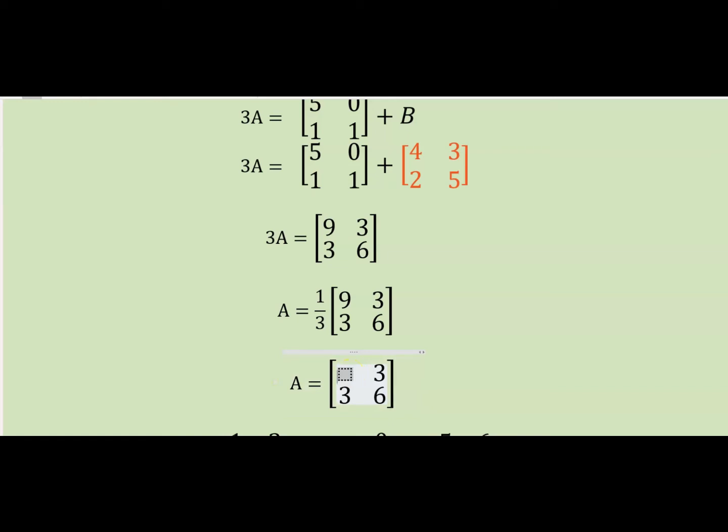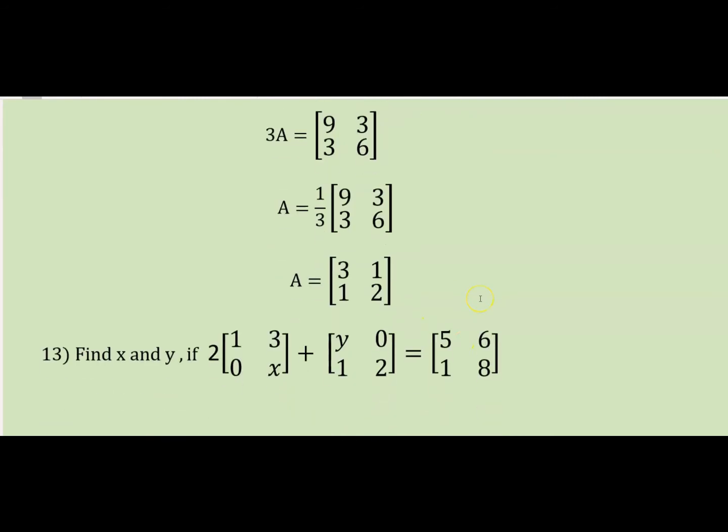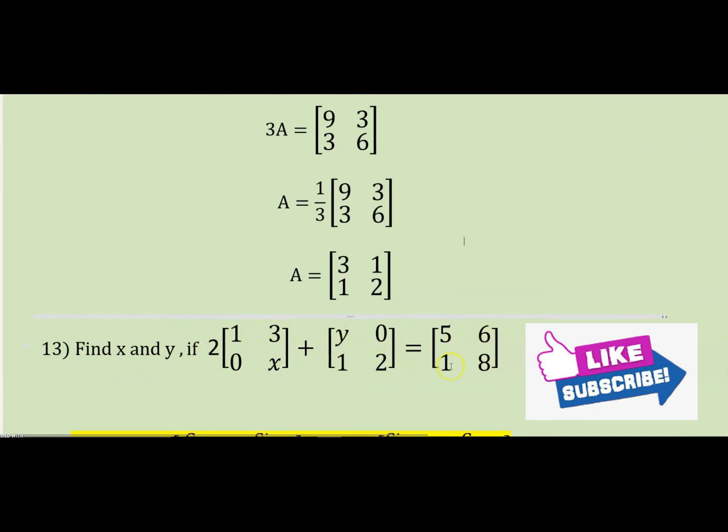So 9 by 3 is 3 and 3 by 3 is 1. Again 3 by 3 is 1 and 6 by 3 is 2. Now this is our required answer, that is the A matrix. So I hope it is clear to you. The next question, same as this one, so you can do it by yourself. Find x and y if 2 into this matrix plus this matrix is equal to again one more matrix. So you can very easily find x and y from here.